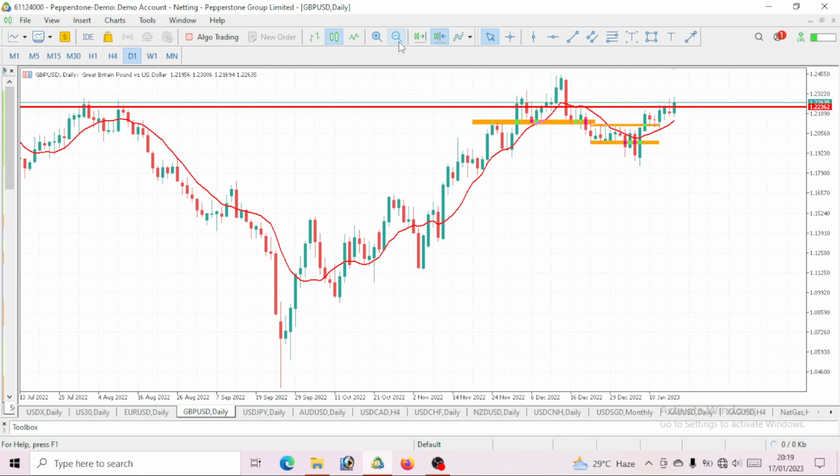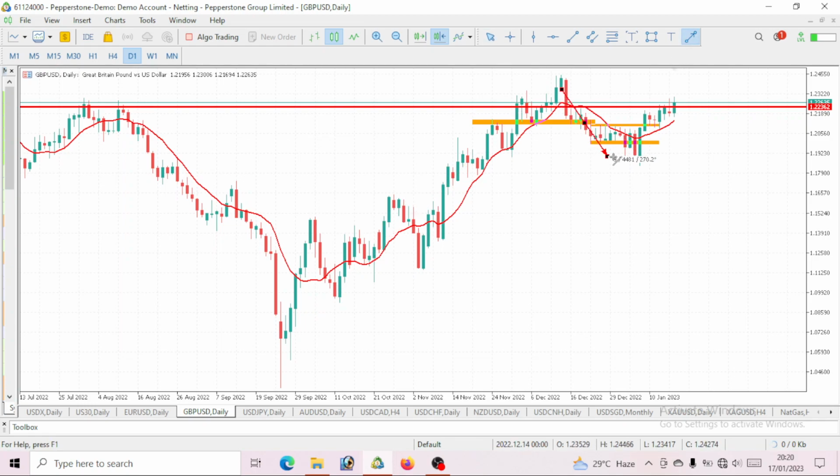So let's take a look at GBP USD for the next day, which is for the 18th, right? If you take a look at it first, you can see the trend on this GBP USD. This is clearly an uptrend move. We can see higher highs and higher lows playing out. We can also see that this price is trading above this 10 period simple moving average.